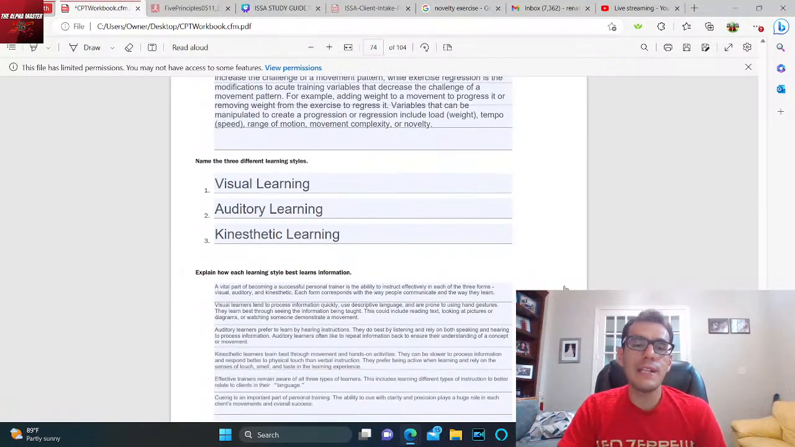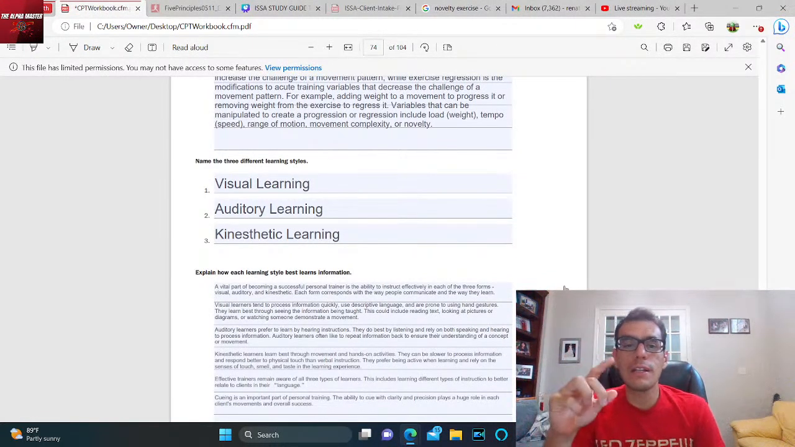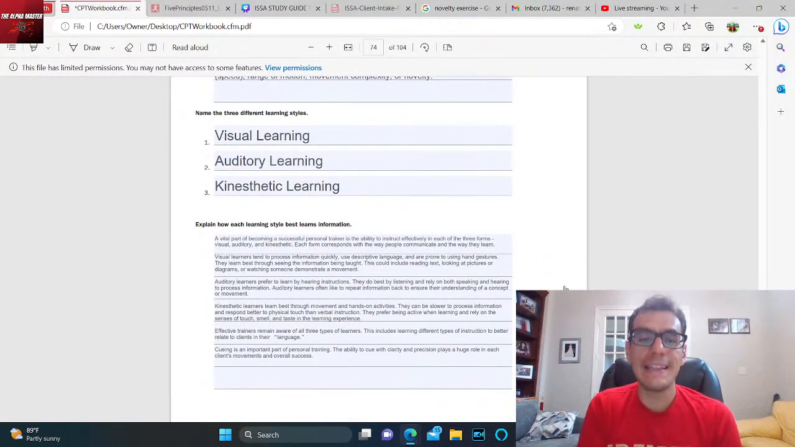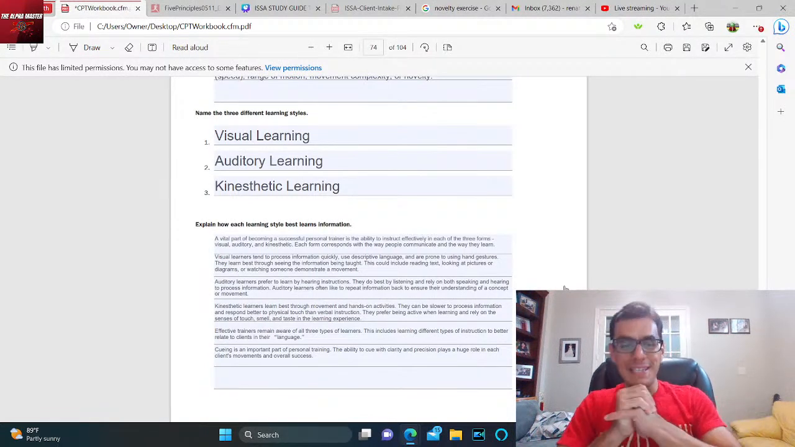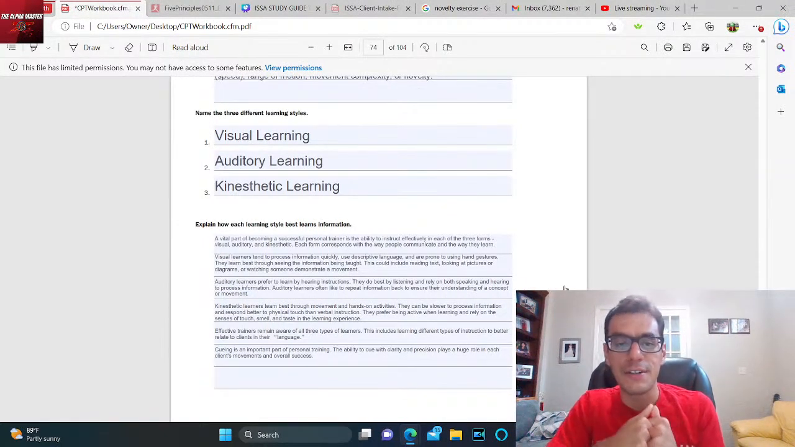Now, name the three different learning styles. We have three different learning styles: visual learning, auditory learning, and kinesthetic learning. Explain how each learning style best learns information.